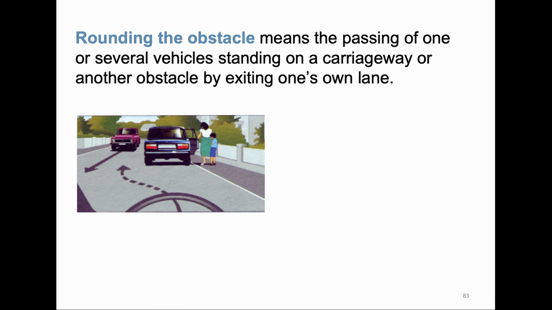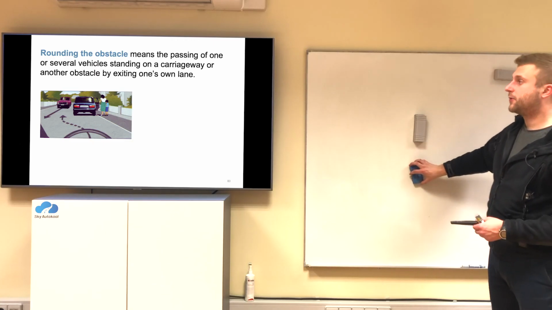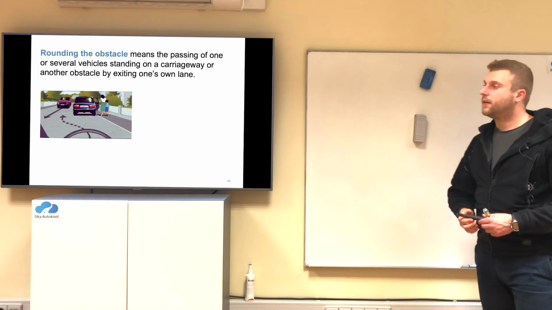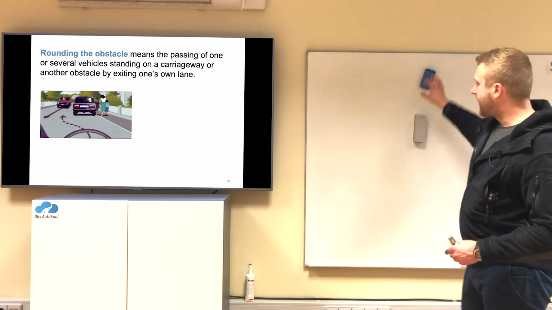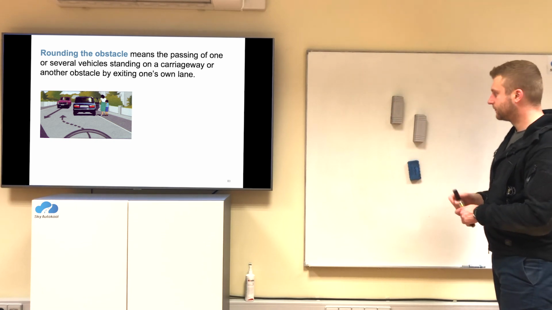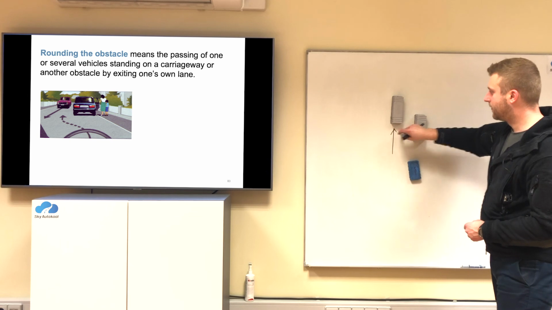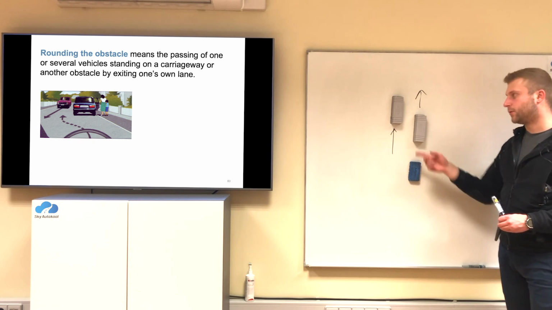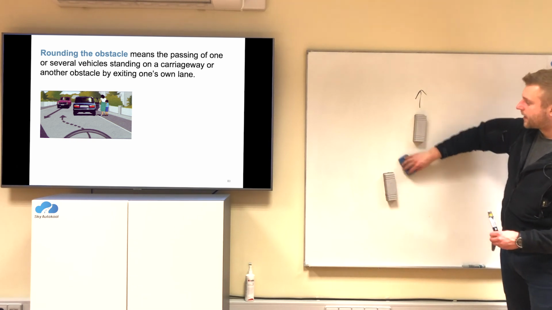Rounding the obstacle means the passing of one of several vehicles standing on a carriageway or another obstacle by exiting one's own lane. So this car is just standing and I'm not overtaking, but I'm rounding the obstacle then. It's another definition, if this car is standing, like in the picture. And of course, if I have an oncoming car, then I have to give way to him. Then he passes and I can move.